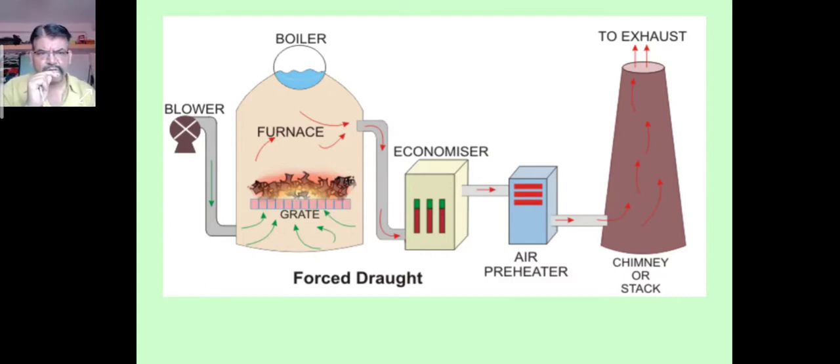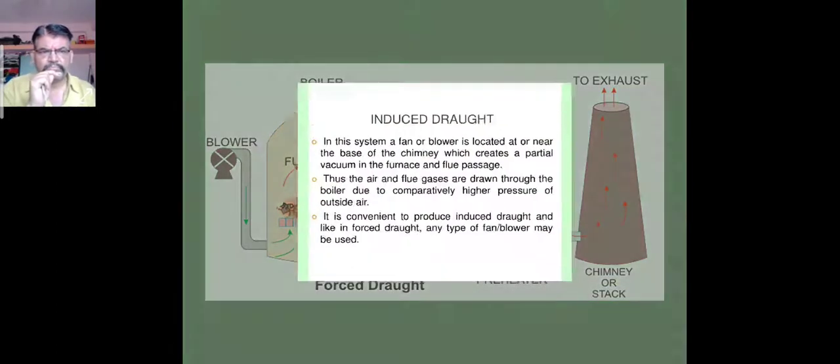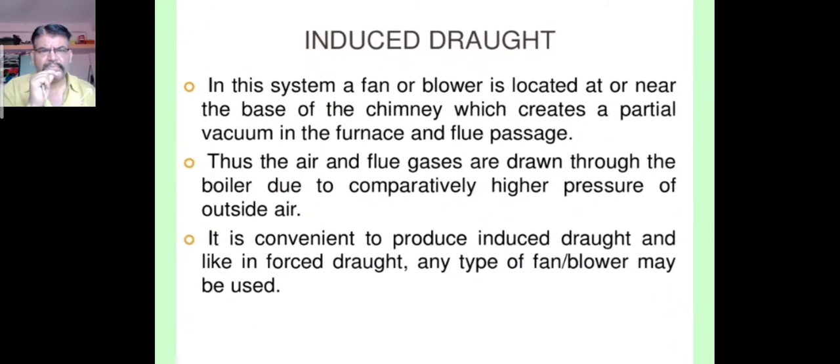So that is the importance of the forced draught. Now what is induced draught? In this system, a fan or blower is located at or near the base of the chimney, which creates a partial vacuum in the furnace and flue passage. Thus, the air and flue gases are drawn through the boiler due to the comparatively higher pressure of the outside air.